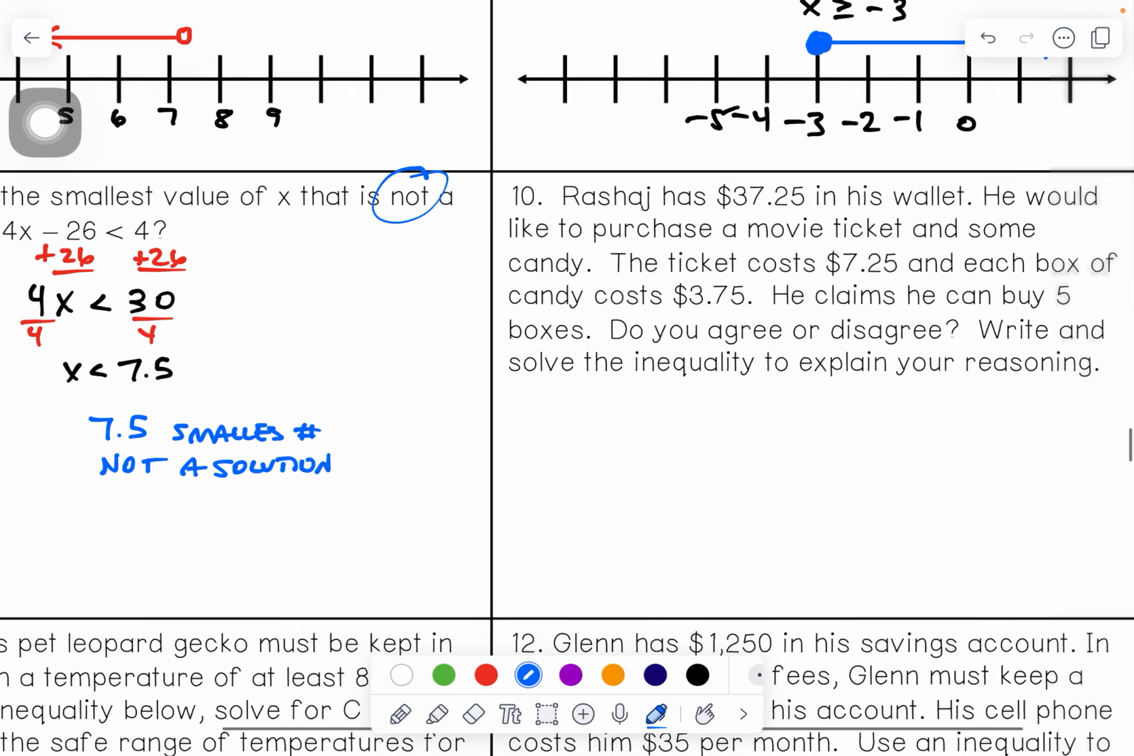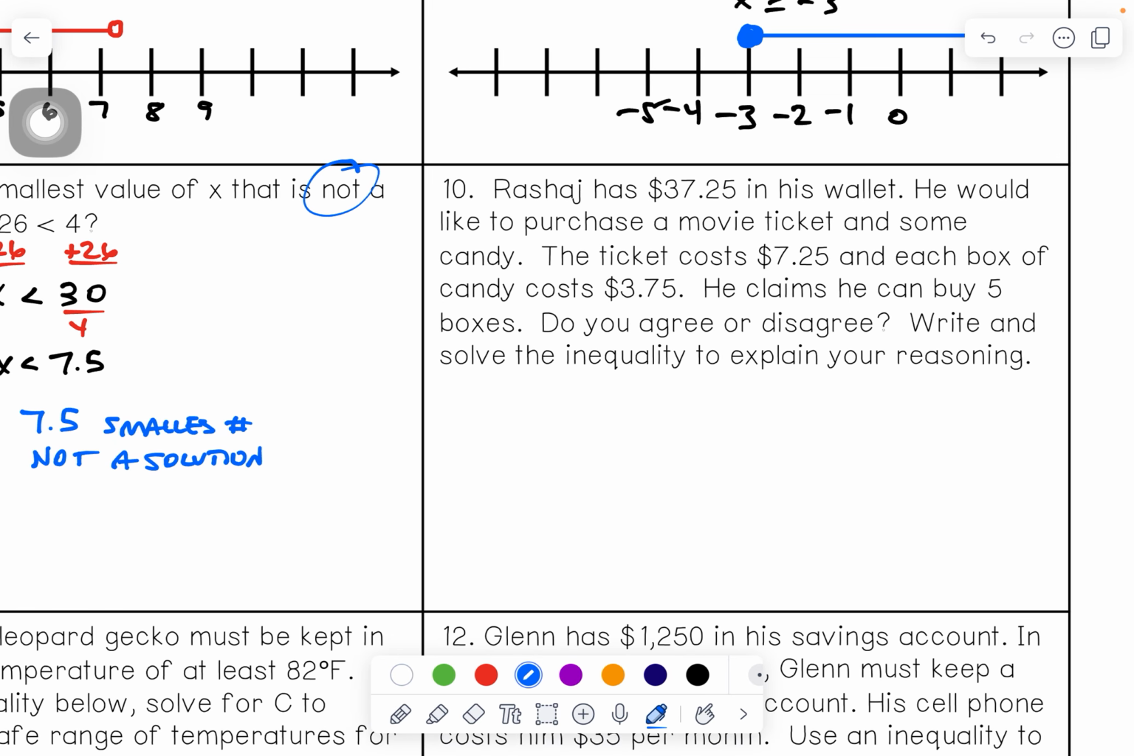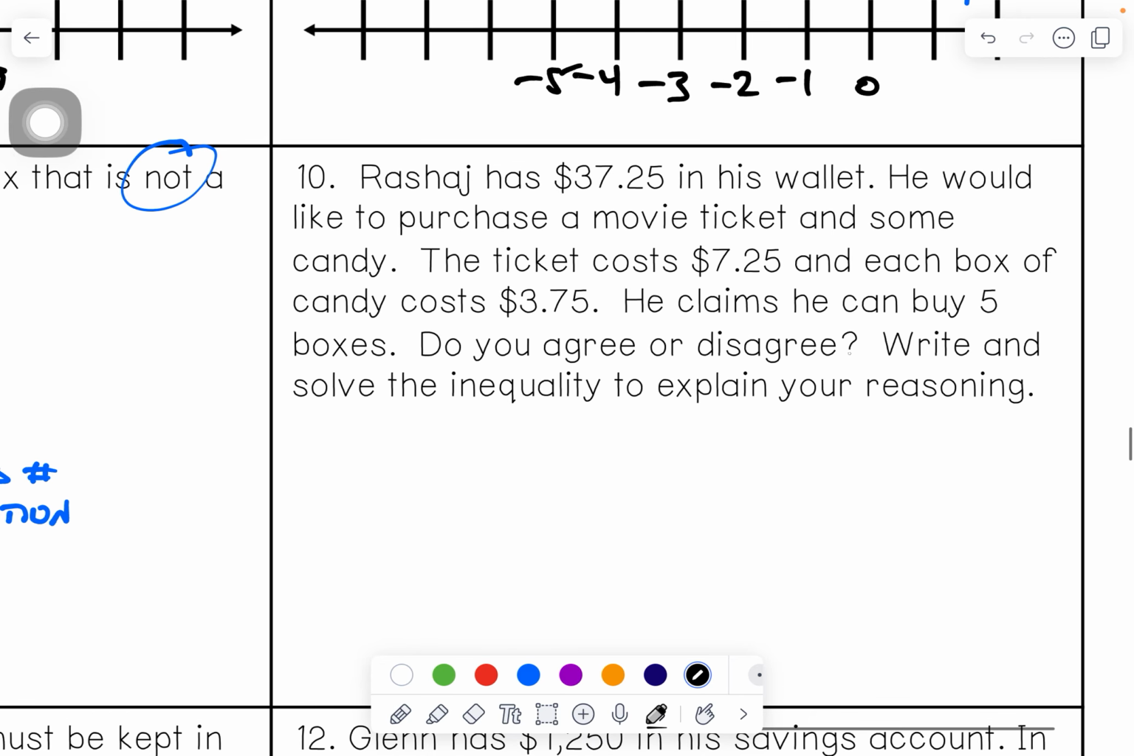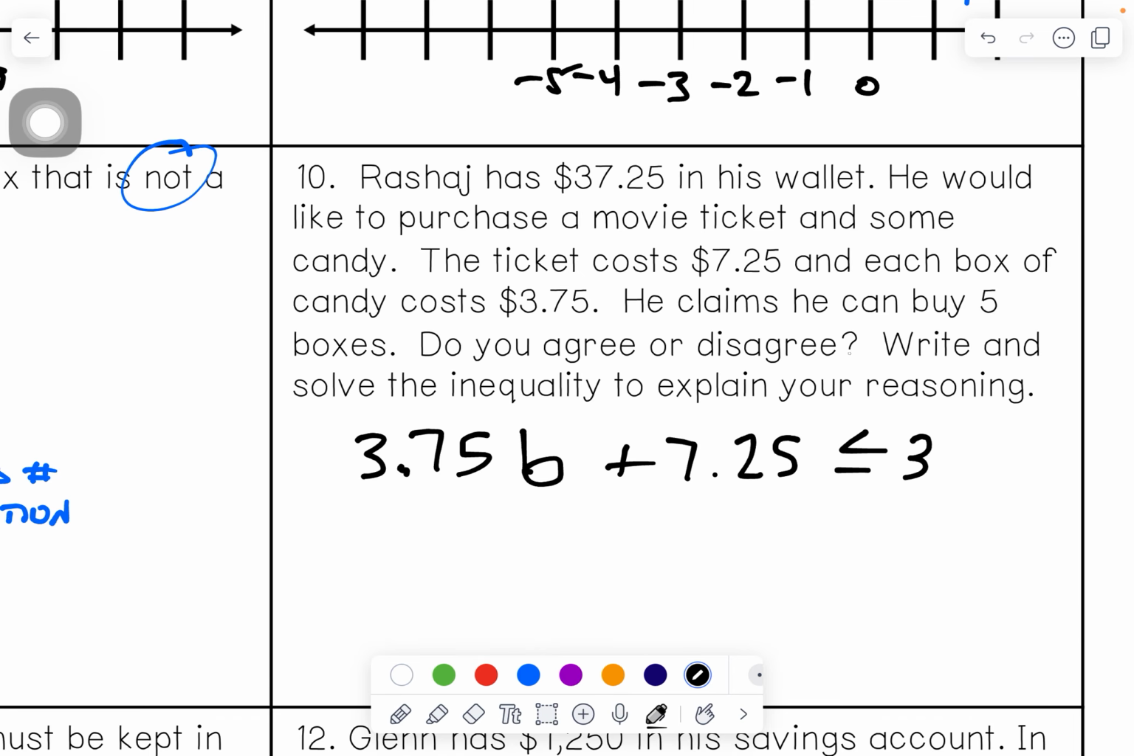Okay. Versage has $37.25 in his wallet. He would like to purchase a movie ticket and some candy. A ticket costs $7.25, and each box of candy is $3.75. It's expensive. He claims he can buy 5 boxes. Do you agree or disagree? All right, so let's write the inequality and solve it. $3.75 for each box of candy, so $3.75B, and then you add in the price of his ticket, which is $7.25. This has to be less than or equal to the amount of money in his wallet, $37.25.